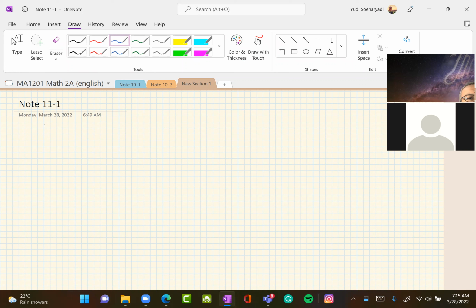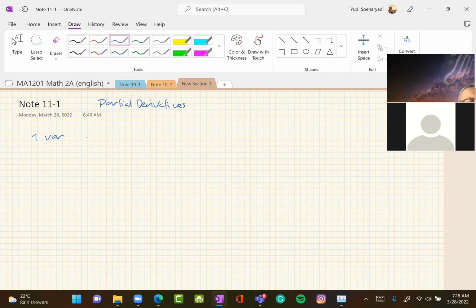Right. So let's start with the partial derivative. So this is called partial. Let me remind you about the derivative of one variable, f prime. Let's see how it is defined.